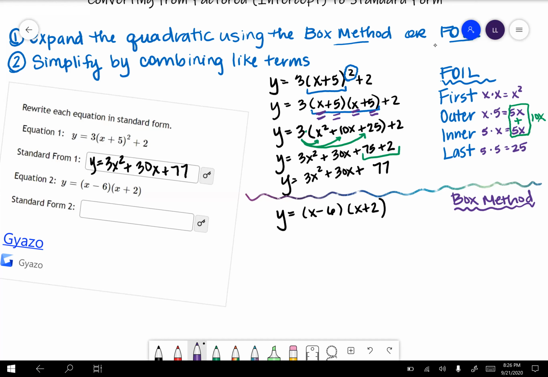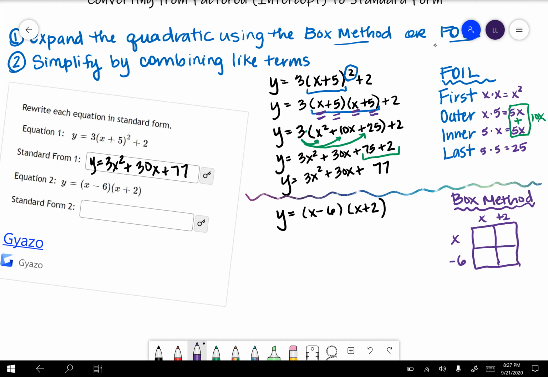All right, for the next example, we are going to do the box method. So let's go ahead and set it up. In the first parentheses, there are two terms. In the second parentheses, there are two terms. Therefore, we're going to have a 2 by 2 box to accommodate the multiplication that we need to do here. So we have the number of columns and the number of rows based on the number of terms we have in each parentheses. So x minus 6 can go right here, and x plus 2 can go right here.